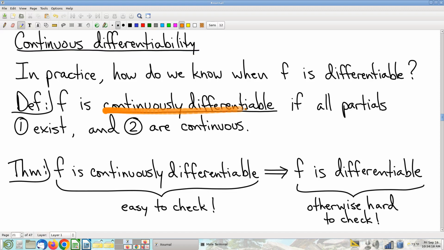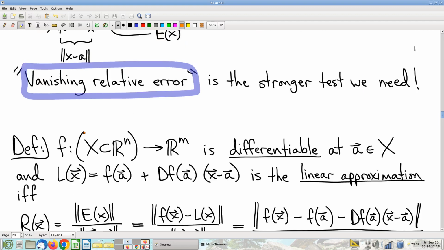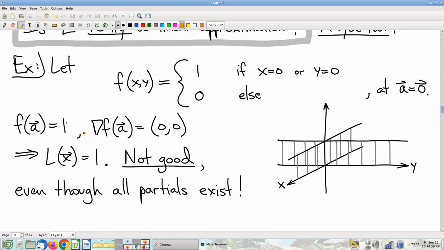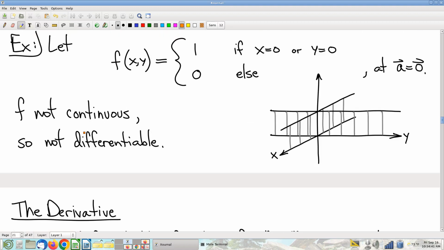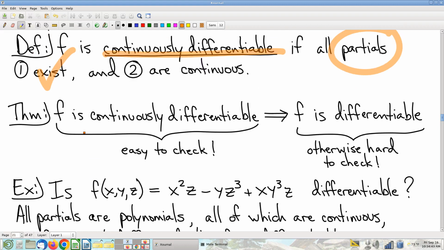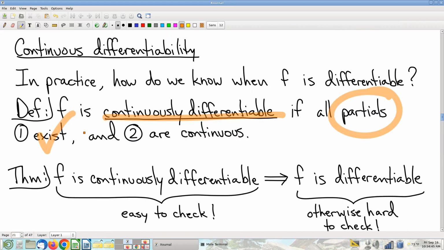A function's continuously differentiable if all of the partial derivatives exist. Wait a minute. Didn't we just say that we don't trust partial derivatives? I mean, look at this function right here. The partial derivatives exist, but this is a terrible function, certainly not differentiable. What's this deal with coming back and talking about the partial derivatives again? I'm going to add in one extra little condition. Those partial derivatives have to be continuous.